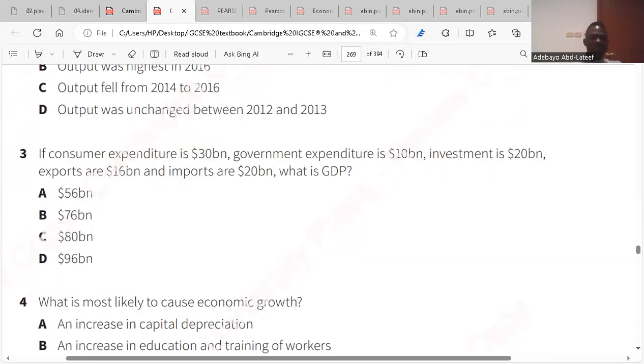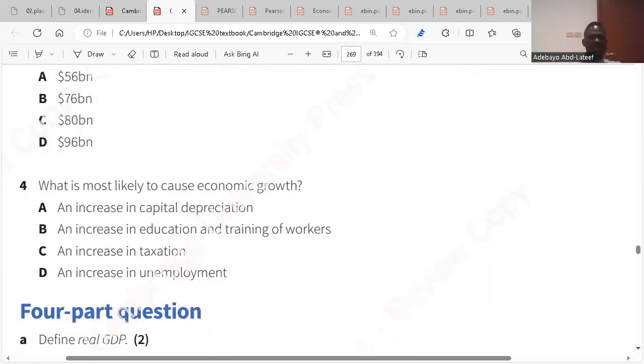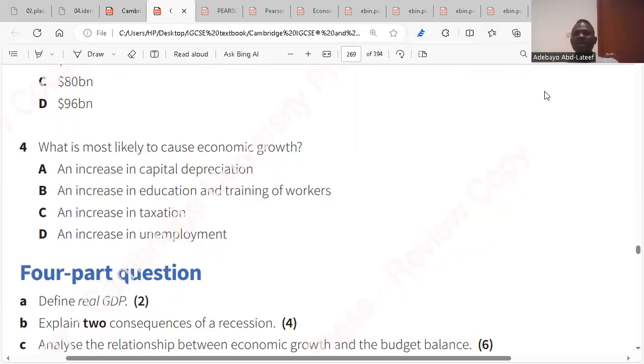It's D. Question 4. If consumers' expenditure is 30 billion, government expenditure is 10 billion, investment is 20 billion, exports are 60 billion, imports are 20 billion. What is the GDP? It's 30 plus 10, so it's 40, plus 20 is 60, plus 60 is 120, minus 20 is 100... Oh yeah, 56 billion. A. What is most likely to cause economic growth? An increase in capital depreciation, an increase in education and training of workers, an increase in taxation, an increase in unemployment. B. Yeah. So that's all about economic growth and consequences.